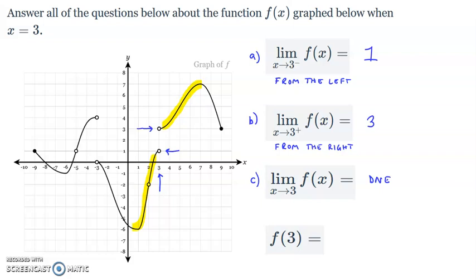And for part D, we want f of 3. Well, f of 3 on our graph means when x equals 3, what does our y value equal? In this case, we don't have any points that are filled in for an x value of 3. So in this case, our value is going to be undefined.